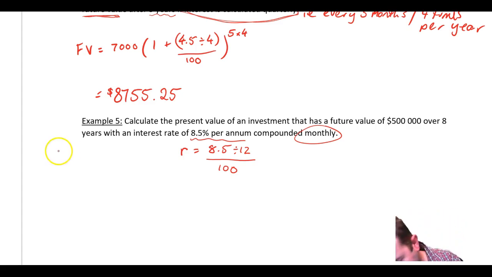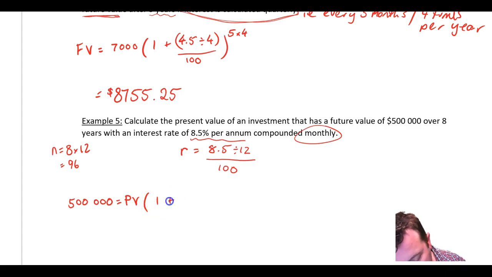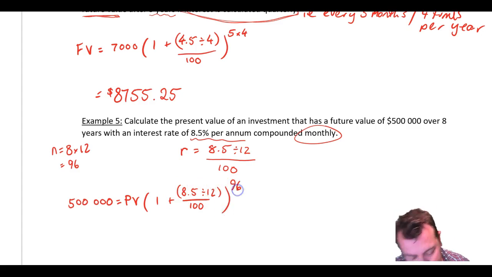So my 8 years is 8 times 12. There's a shortcut this time. We know that 8 times 12 is 96. So let's write out our formula. We can substitute in. I know that my future value is 500,000, so I start with that. 500,000 equals my present value. So just say PV outside of 1 plus 8.5 divided by 12 over 100, all to the power of 96.